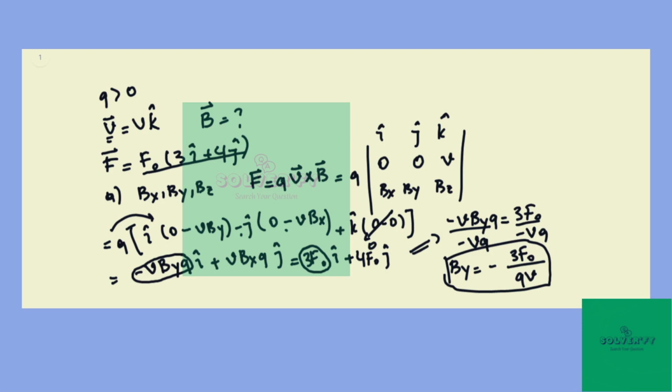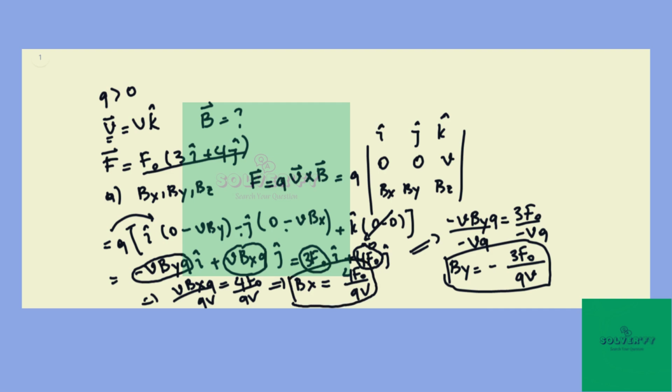Now let's move on with the x component. For the j component, we have 4F naught equals v Bx times Q. So v Bx Q equals 4F naught. Then if we divide both sides by Qv, we have 4F naught over Qv as our x component of the magnetic field vector. However, again, we couldn't say anything about the z component.